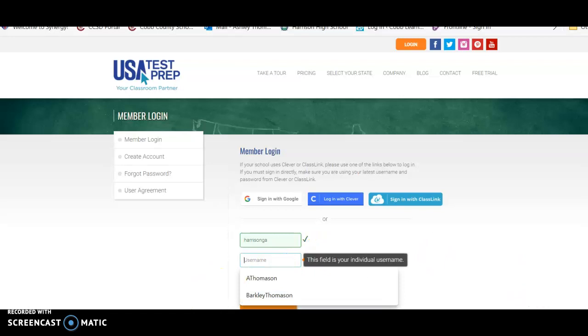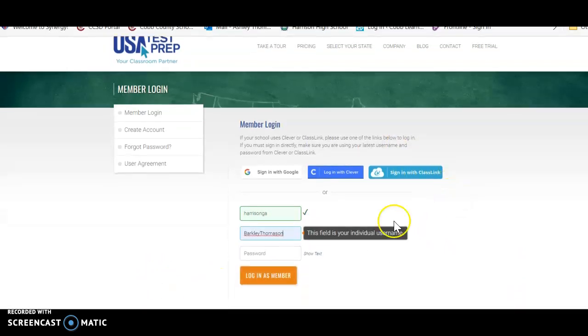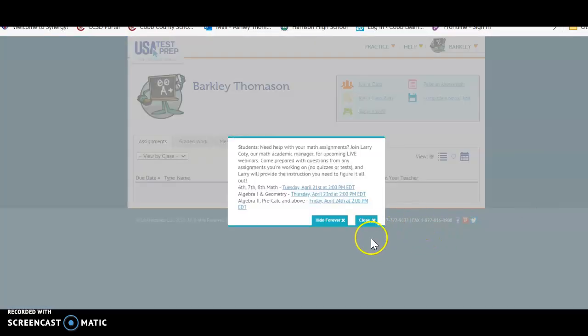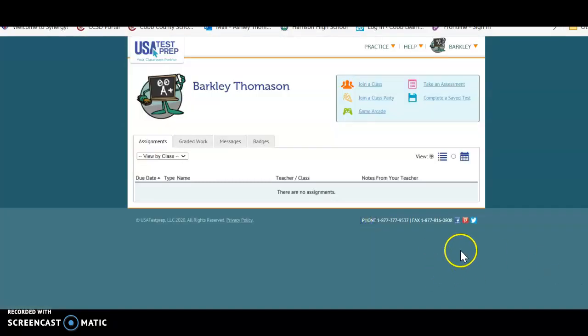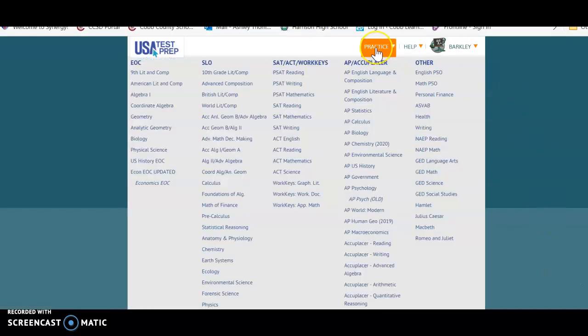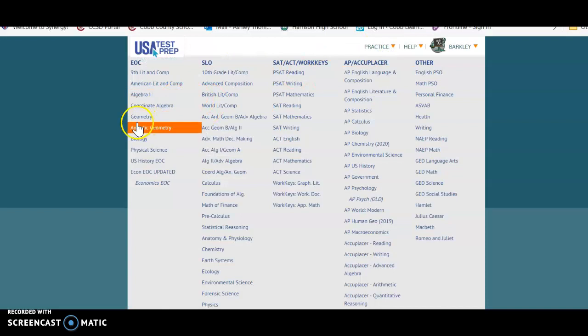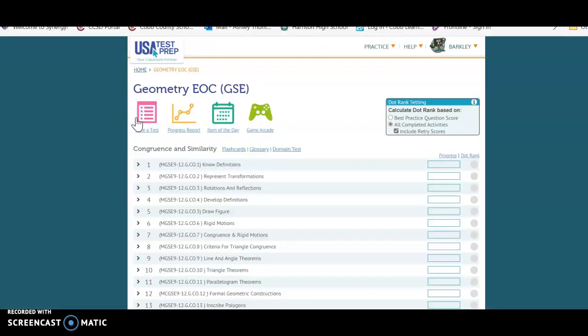So I'm going to go ahead and log in with my beautiful Barkley account. This is my student account. Okay, and here's what it looks like when you log in. So you're going to log in here and you're going to go to practice, and then you're going to choose geometry, and you're going to choose take a test right here.